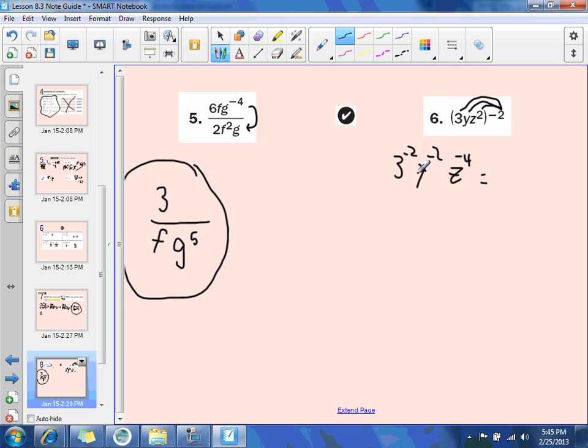Now notice every single one of my terms is negative. That means that every single one of these, 3 to the second, y to the second, z to the fourth, wants to be in the denominator. And if everything's in the denominator, 1 is in the numerator. Woohoo! Now my variables are as simplified as they can get, but my number's not. So whenever we have numbers and variables, solve those numbers. 9 y squared z to the fourth. And that would be your final answer.